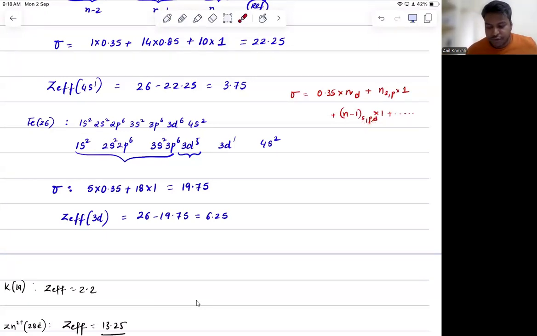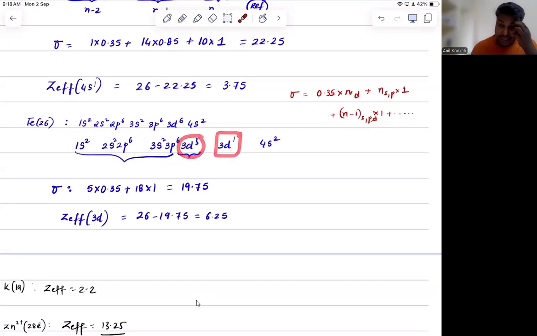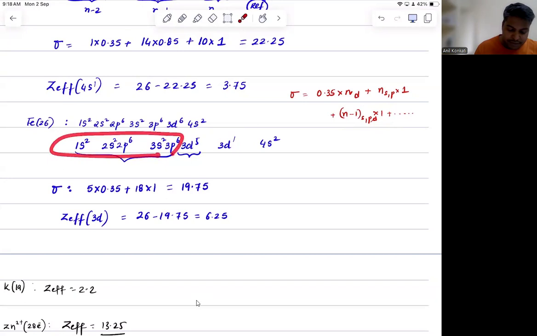Correct. So if you are taking it for 4D, you are asking, right? If you are checking it for 4D also, then everything that is present in n minus 1 is supposed to give 1 only. Now notice for iron 3d1, if you remove, there are 5 more electrons which are present. So that 5 into 0.35 plus the rest all electrons which are present, they will always contribute 1 unit. So that's how we'll get this as 19.75. And the Z effective on 3D electron is 6.25. On 4s electron, it is 3.75.